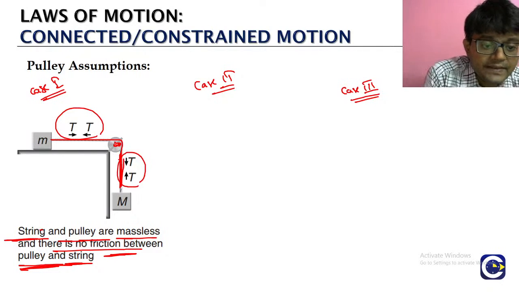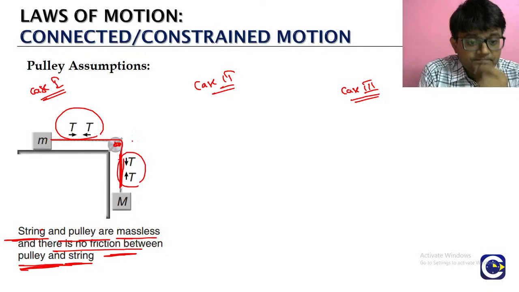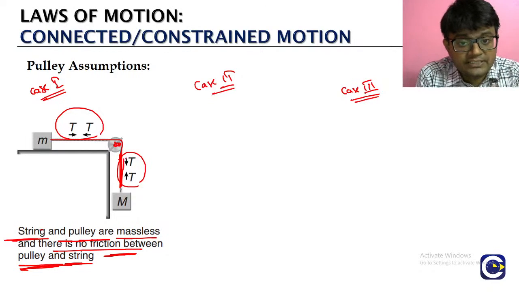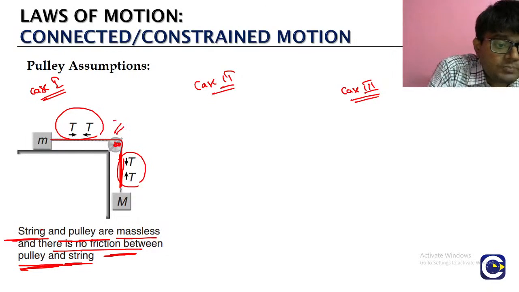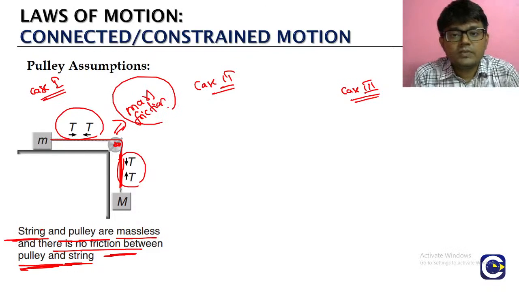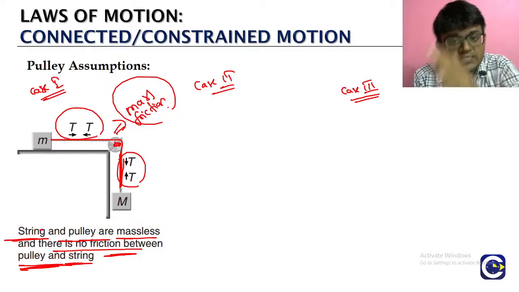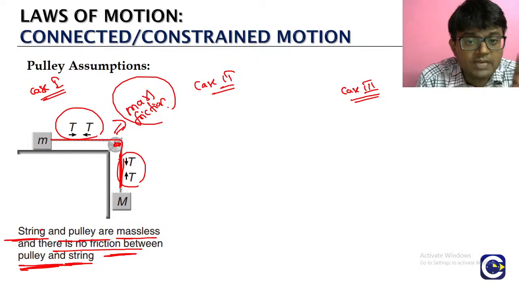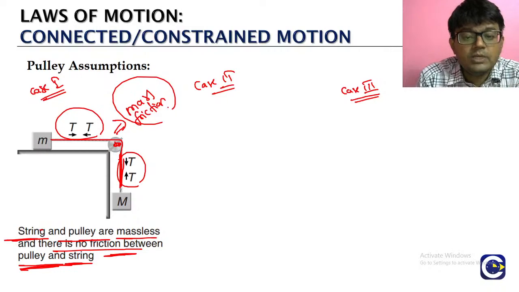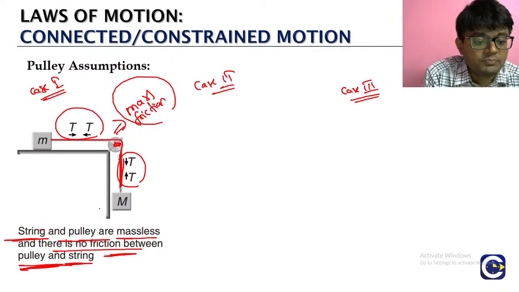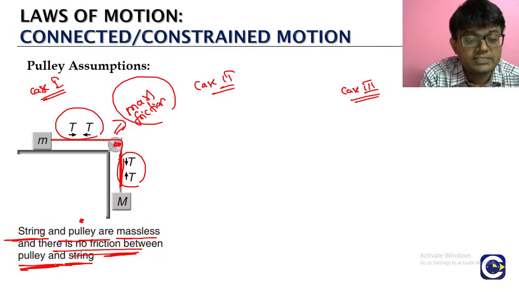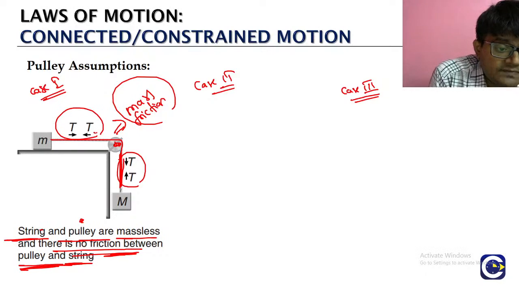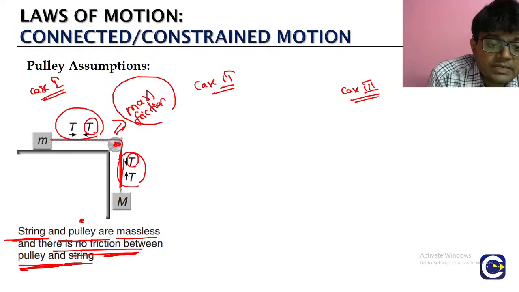The pulley can create a difference between the tension on the left side and the tension on the right side. Whether they are the same or not will depend upon whether the pulley has mass and whether there is friction. If there is no mass for the pulley and no friction between the pulley and the string, then the tension on the left side of the pulley, which is here P, will be equal to the tension on the right side.